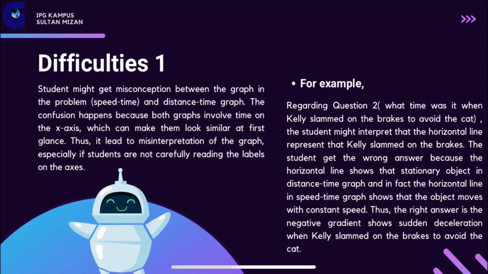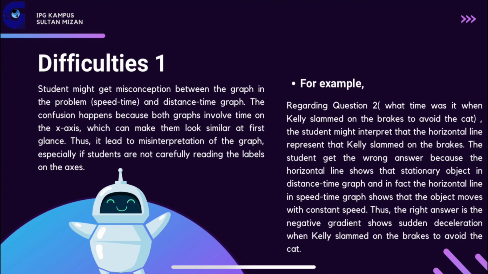Number 1, students might have a misconception between the speed-time graph in the problem and the distance-time graph. The confusion happens because both graphs involve time on the x-axis, which can make them look similar at first glance. Thus, it leads to misinterpretation of the graph, especially if students are not carefully reading the labels on the axes.